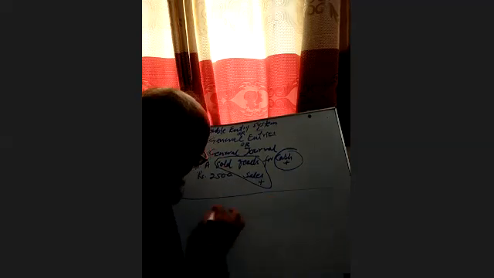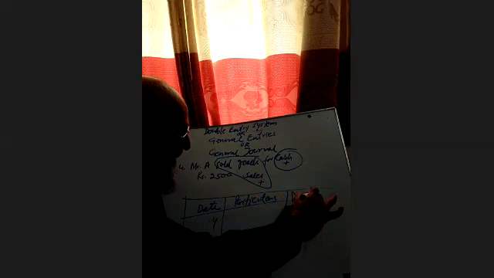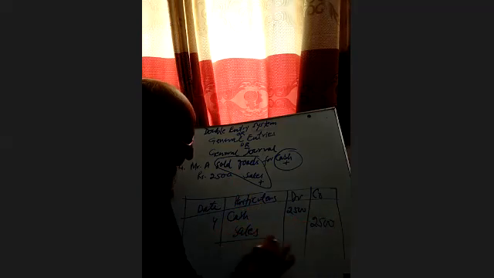So date is number 4, and particulars, debit, credit. Now, cash is increasing in the business for 2500. Cash is coming into the business, increase in asset is debited. And on the other hand, sales also increased. Sales increases, it is credited.